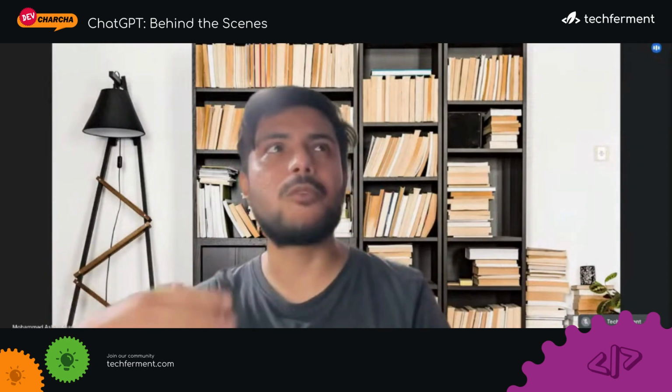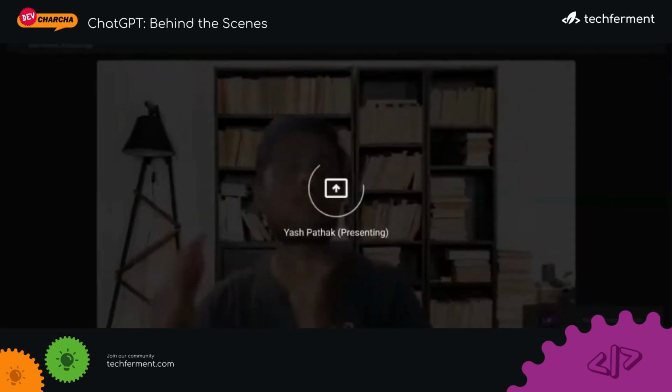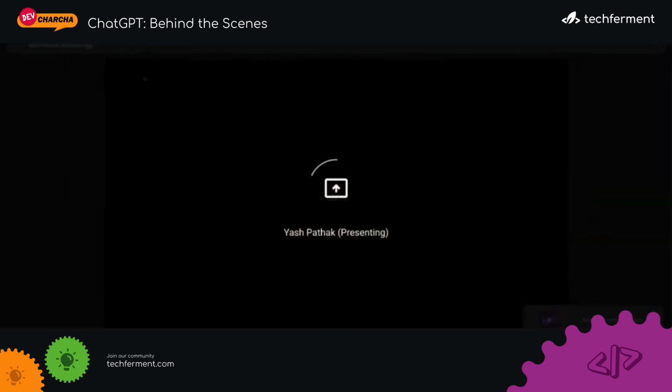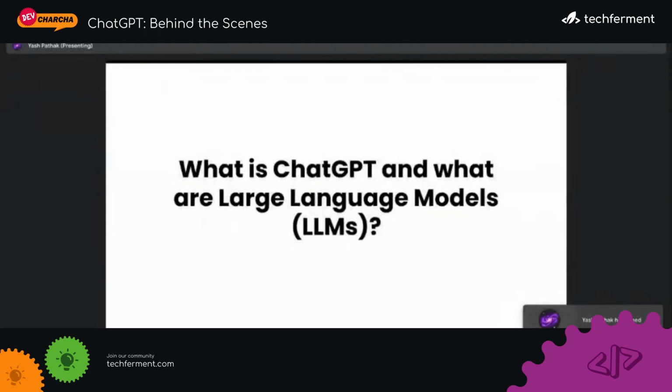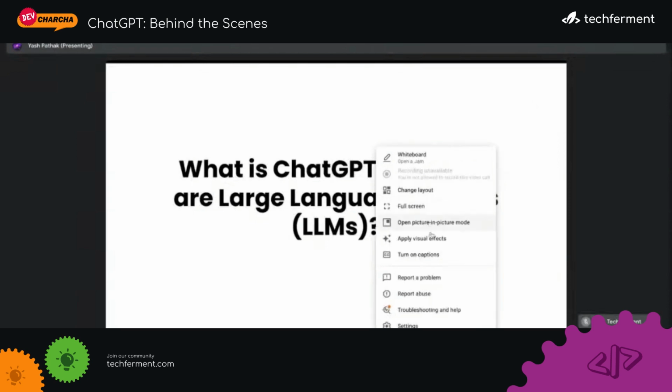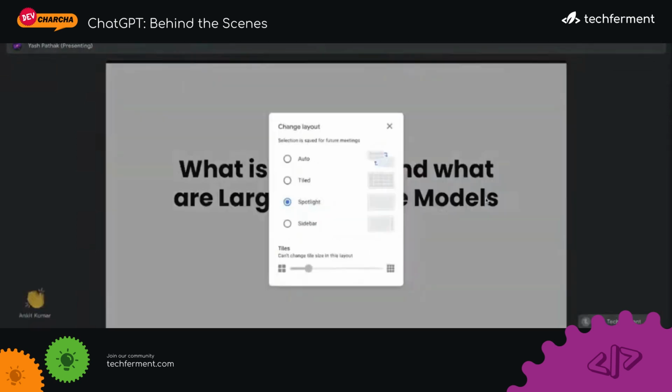So this will be focused more on the large language model side. You'll not get to learn about the nuances of the internal workings of ChatGPT, but at the end of this talk, you will have a clear understanding of how not only ChatGPT, but any AI model kind of works. This is what we'll keep on discussing.